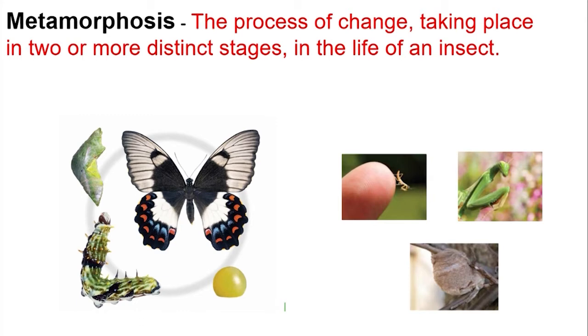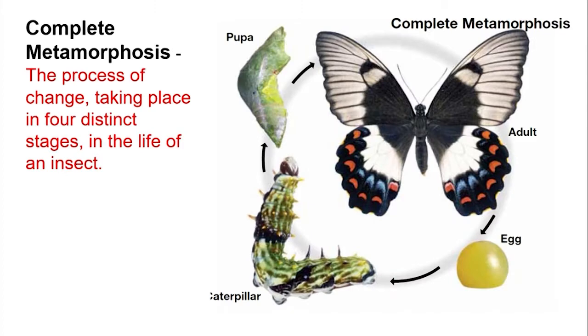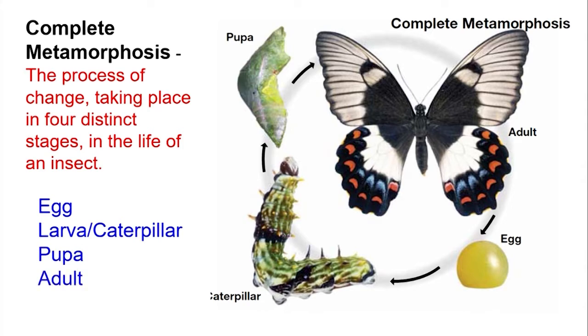Let's review our vocabulary from lesson 1. Metamorphosis. It is the process of change taking place in 2 or more distinct stages in the life of an insect. There are 2 types of metamorphosis. The first is a complete metamorphosis. It is the process of change that takes place in 4 distinct stages in the life cycle of an insect. Those 4 stages begin with the egg, the larva or the caterpillar, the pupa, and the adult.